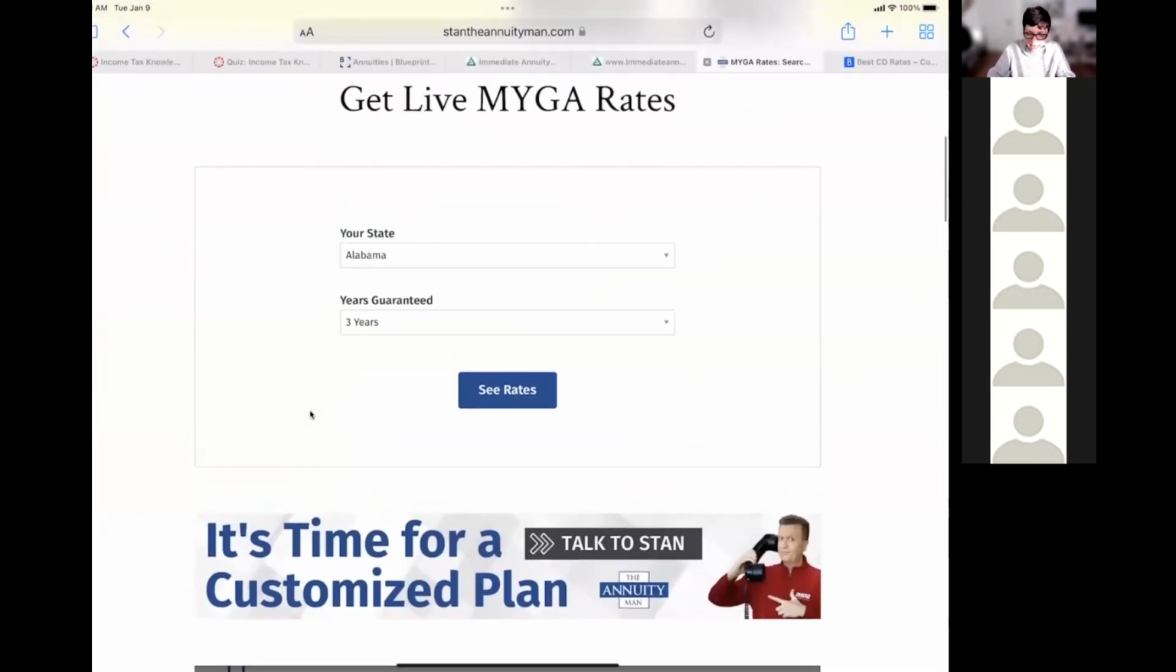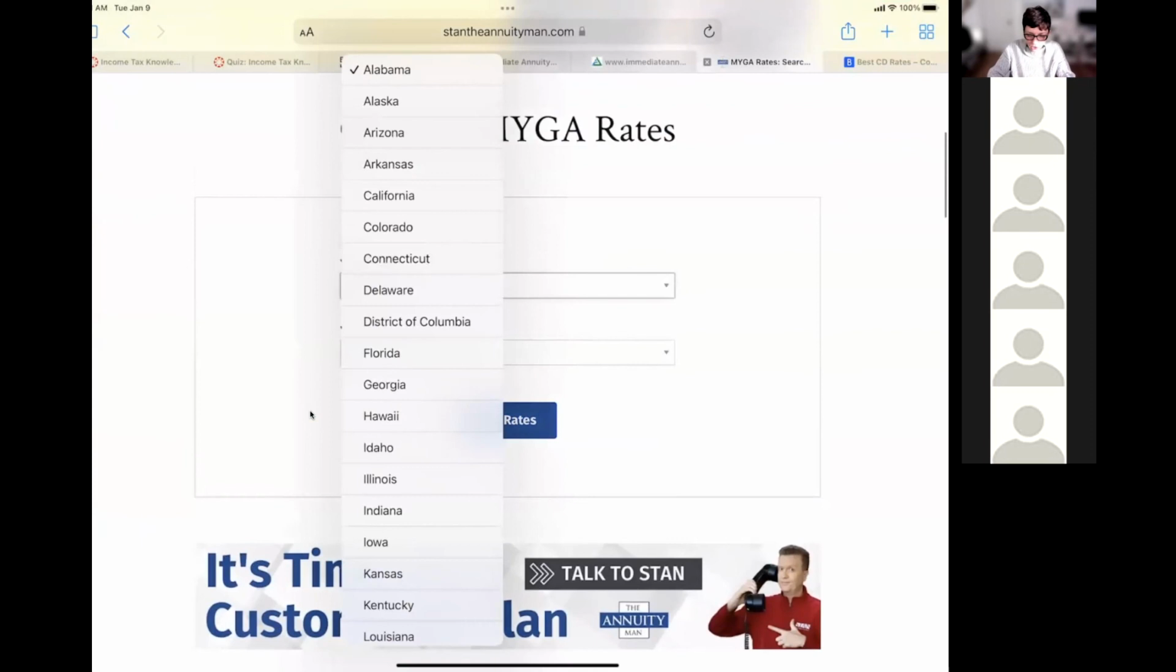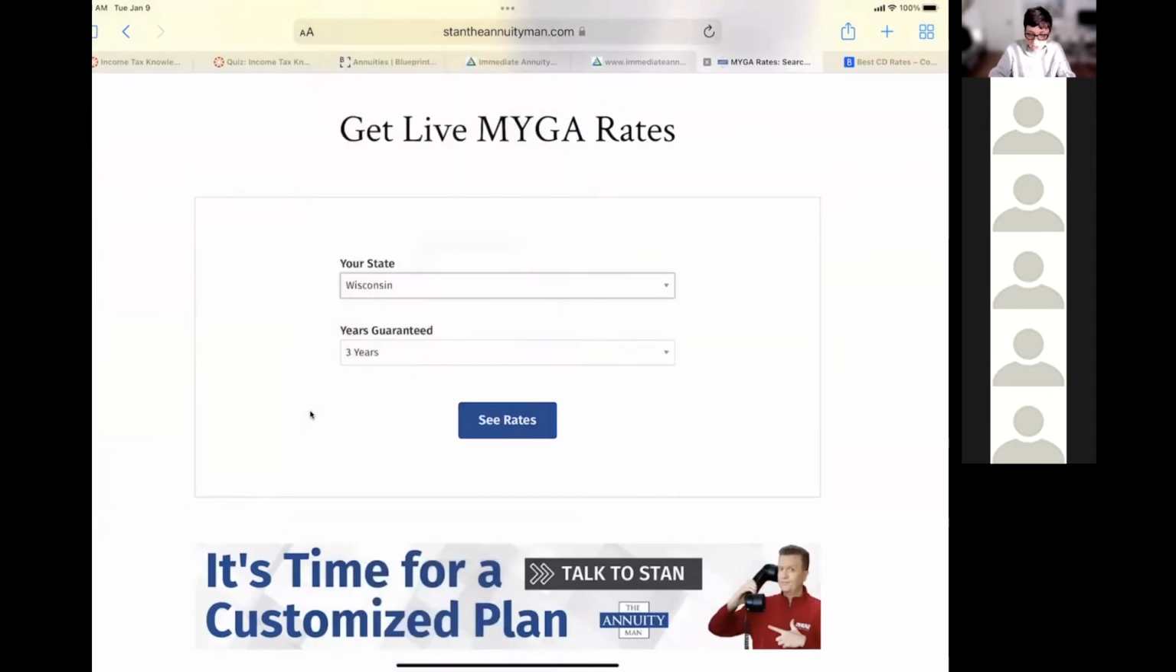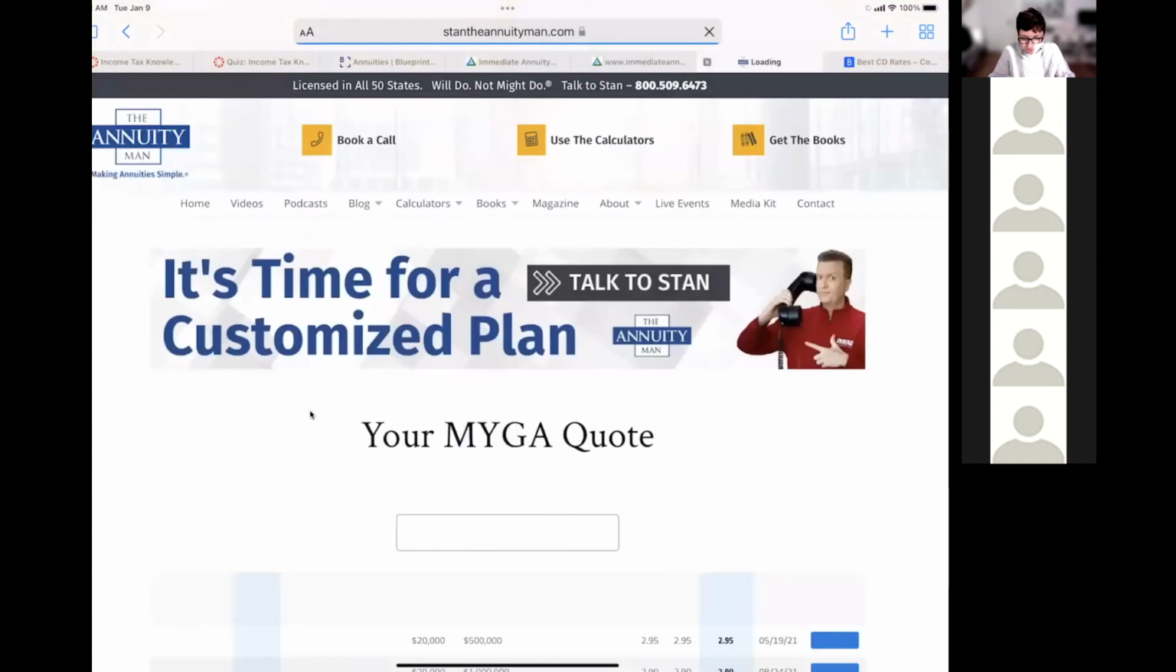Let's look at what we could get on a multi-year guaranteed annuity, which is essentially just telling an insurance company, look, hold my money for 5 years. You can just keep it for 5, but I want it back. I want a lump sum back in 5 years. What are you going to give me for a rate?